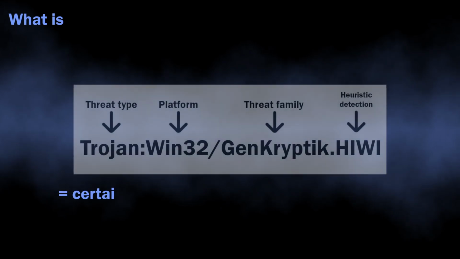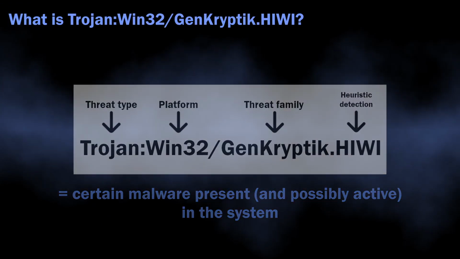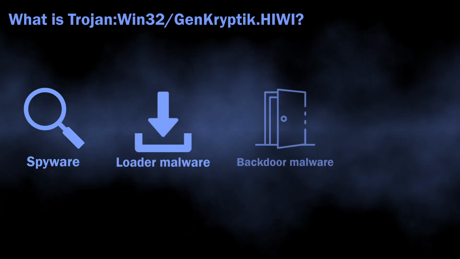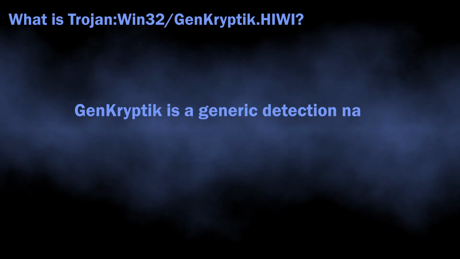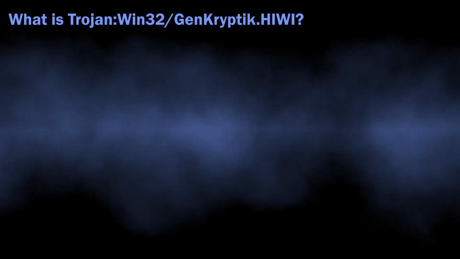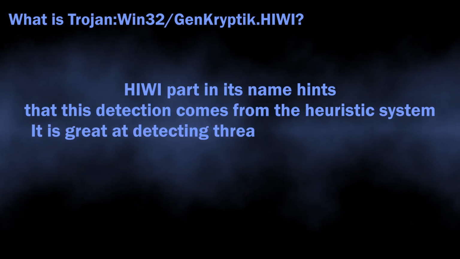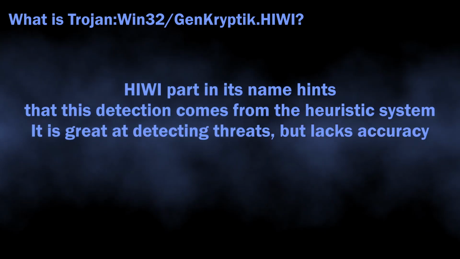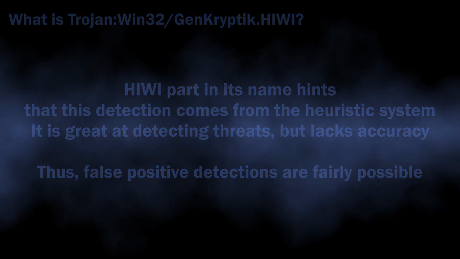In normal situations, Trojan Win32 GenKryptik.HIWI can flag a wide variety of malicious programs, from loaders, spyware, and backdoors to ransomware. The name is totally generic. There is no big malware family that has such naming. HIWI flags that this detection comes from the heuristic detection system, which is an important detail for understanding whether you should worry about this detection or not.